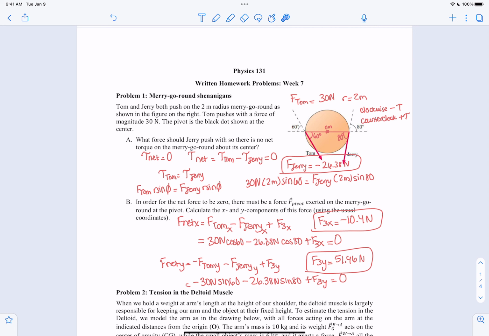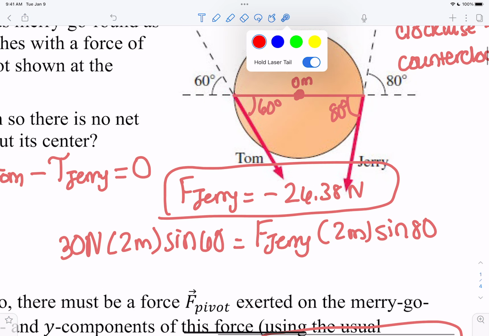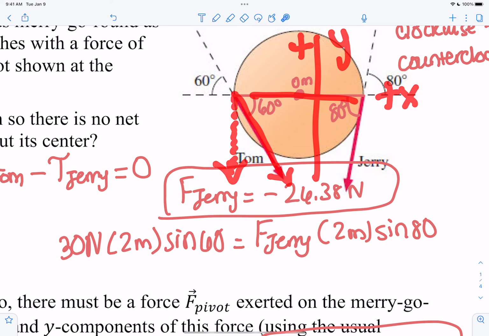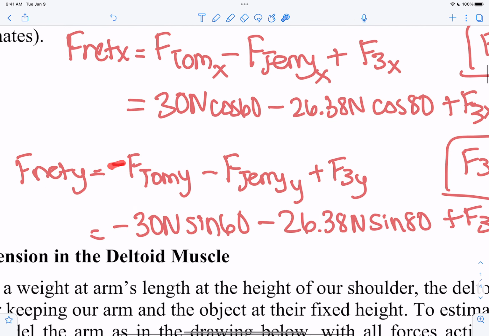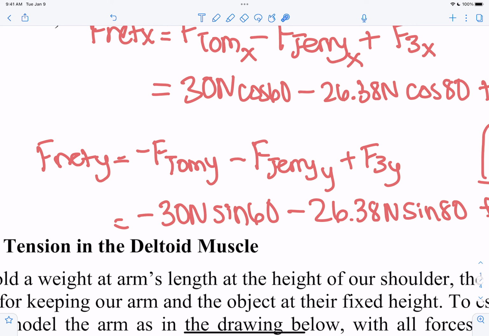Why is the net force for Tom in Y negative? So Tom's force is negative here because you can see he's directing a force like this, right? Here's positive Y, here's positive X. It's along the negative Y axis. So that's why I include a negative sign here at the beginning. I just like to include my signs in my equation.